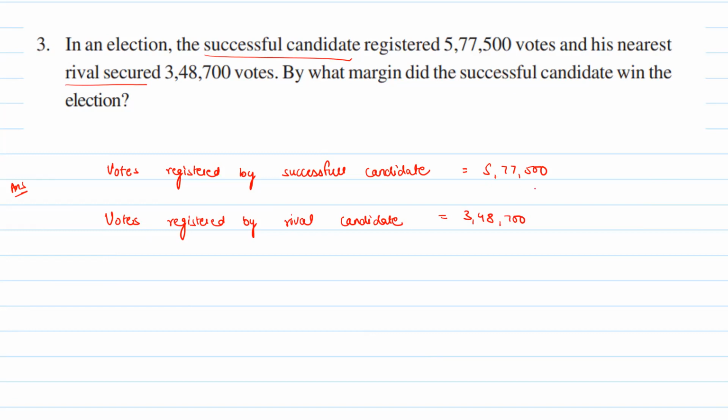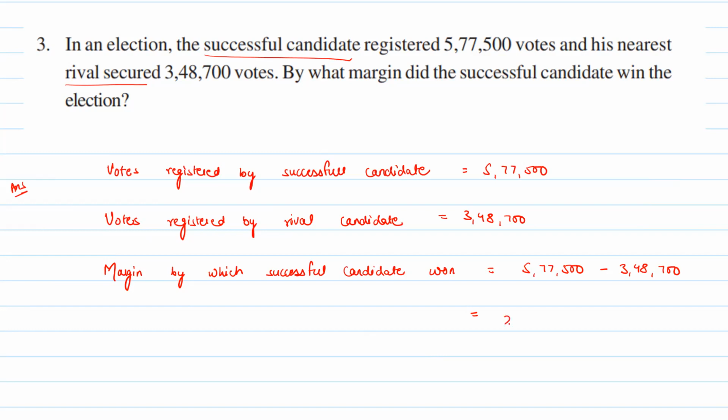Now, by what margin did the successful candidate win? Now you have to tell how many more votes the successful candidate made to win. So the margin by which the successful candidate won was, you have to subtract 5,77,500 minus 3,48,700. Now you can again make a rough notebook and do it with the help of commas only. That will help you to do the question quickly and calculate easily without any silly mistakes.